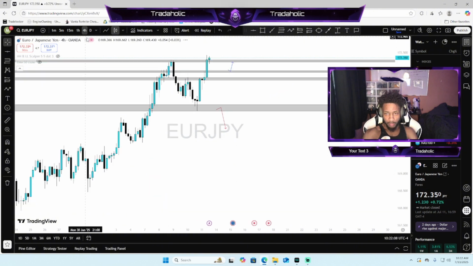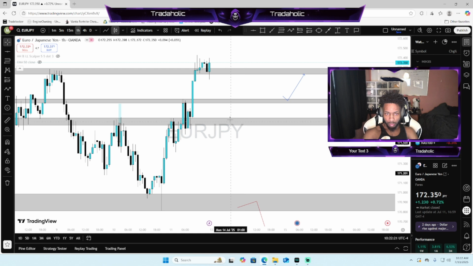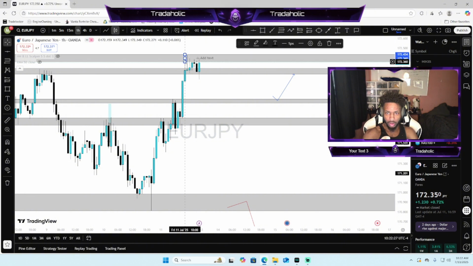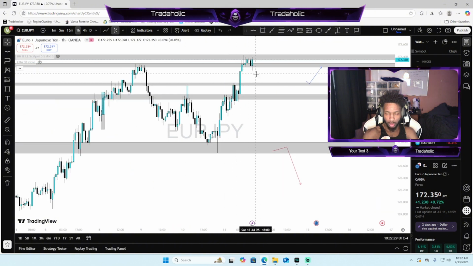Other than that, if price breaks below 170.776, I'll look to take sells below this area because this is where the 4 hour shifts back into bear structure. So if price decides to go aggressively higher up as well, I'll just look to take a break and retest of this small range here.